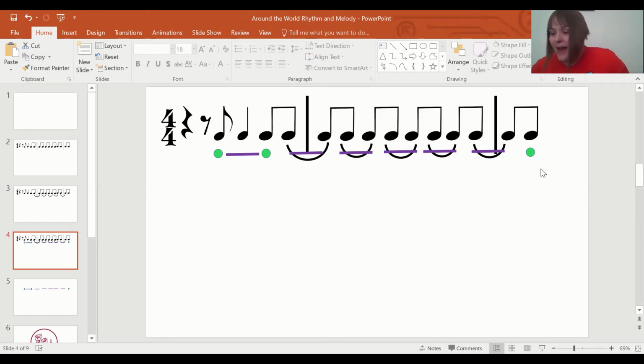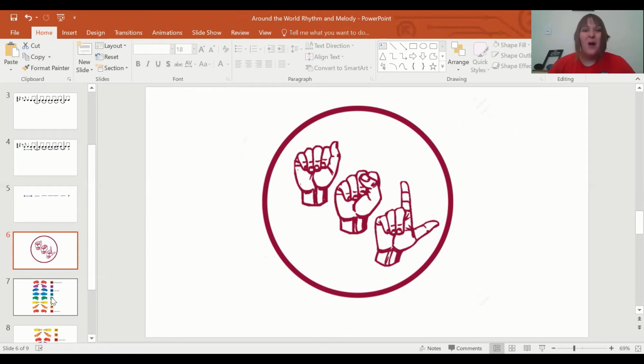Excellent job. It matched. Now, students, we're going to talk about a different type of language. Some of us speak English, some of us speak Spanish, or maybe a different language, but there's another kind of language that is not actually spoken, but it's showed with signs. And that is called American Sign Language, or ASL. So we're going to learn how to say around the world in American Sign Language.